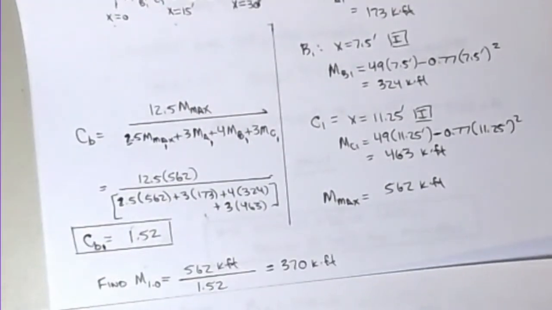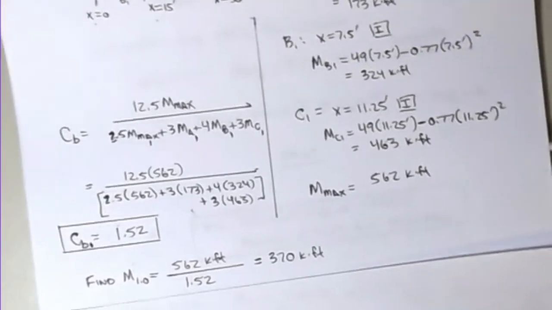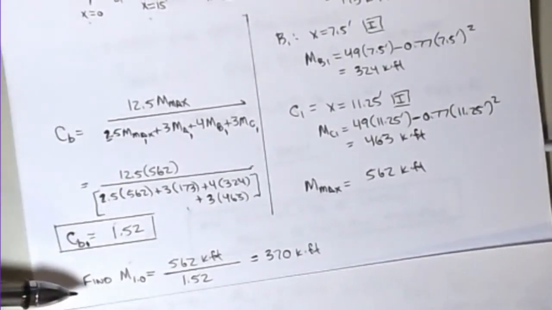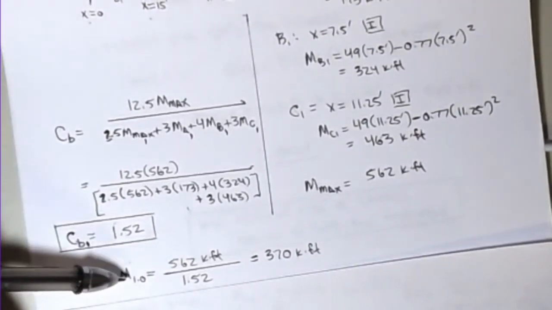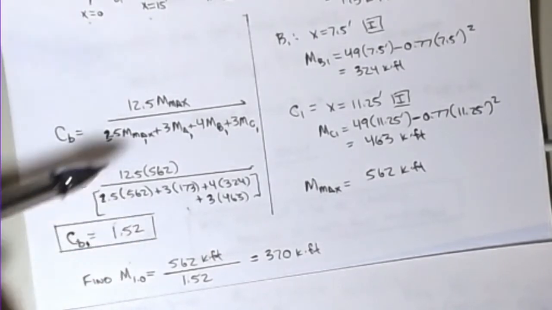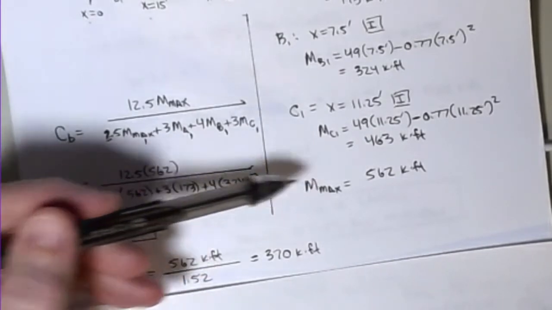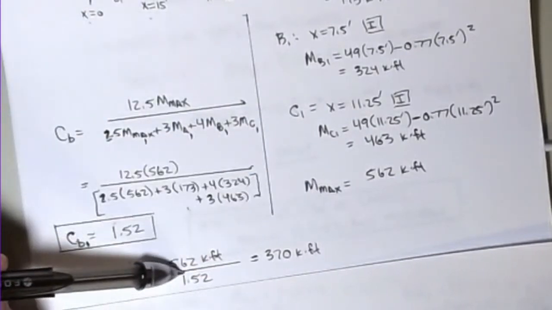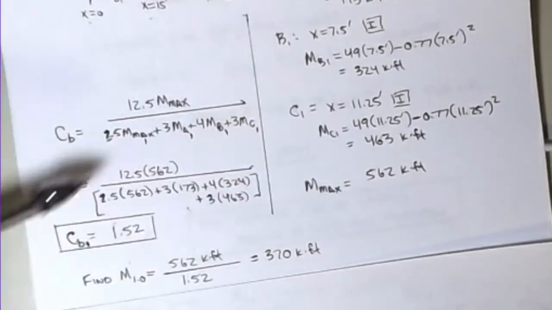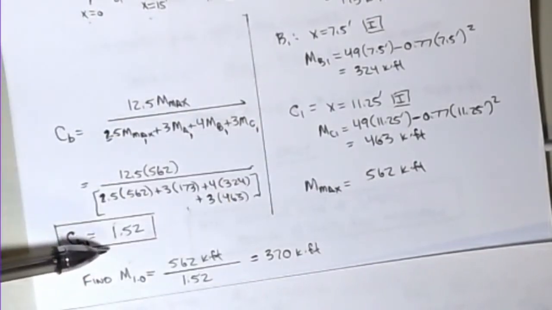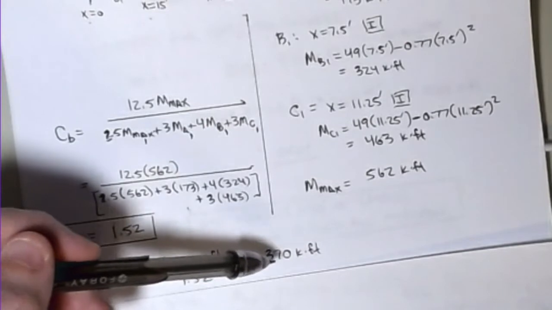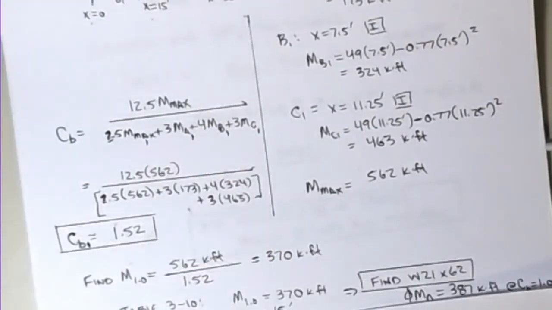So all we have to do to choose this beam is calculate what is that M1.0. This is the table input value. I'm going to take my maximum moment because I still have to design for this guy. He's the worst in the entire span, so we're clearly going to design for him. But then I'm going to divide it by my CB value. So I'm going to take my 562 and divide it by my 1.52, and that gives me a design moment in my table of 370 kip feet.